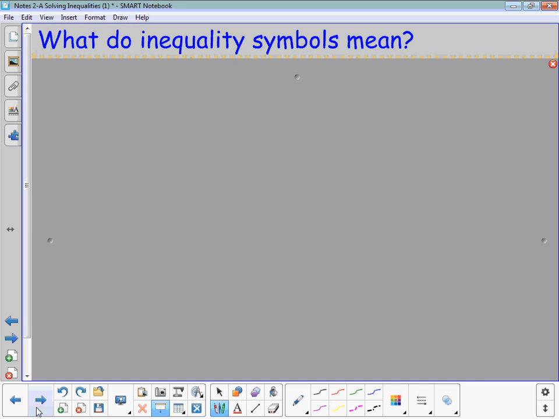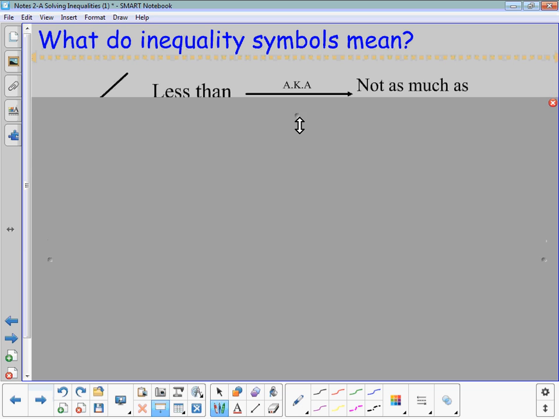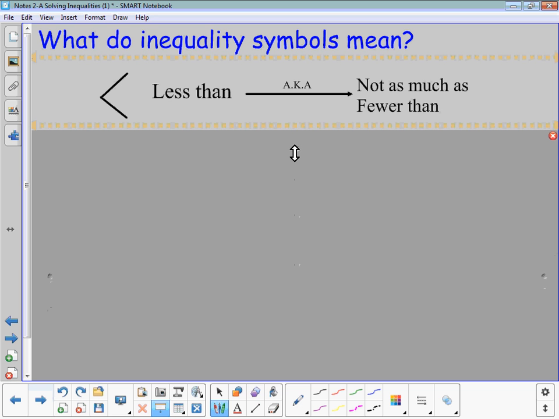Okay, so let's take a look at what these inequality symbols mean. So I do want you to fill out this chart because it'll be a good reference point for you later on. So for the first symbol, when you see that, you would say less than. Now, I usually refer to inequality symbols as an alligator's mouth. Okay, so the alligator's mouth is opening away from your x. That means you're going to say less than.